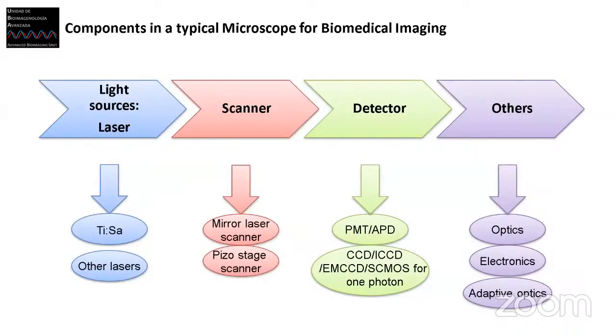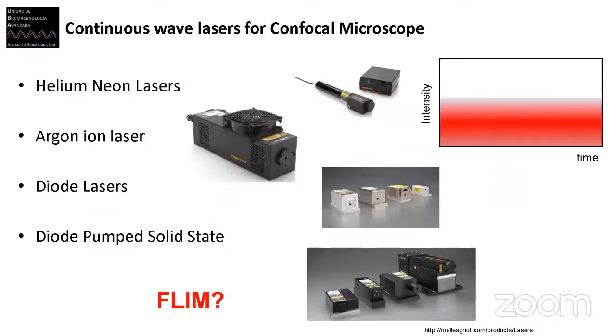So what are the key parts for a microscope? Well, we need light for sure. We need something that moves the light. We need detectors, and we need some other parts, optics, electronics, that are important to improve, split or handle the light. So we will try to cover all of this along the lecture.